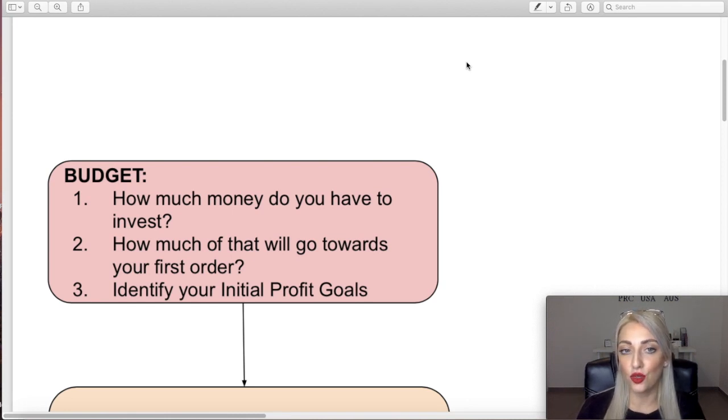Remember, when you are making your first order, you then need to also have enough money for your second order, because your second order is placed before your first order even makes all of its money back. So you need initially enough money for your first order and your second order. You also want to identify what your initial profit goal is. So what I mean by that is be really realistic with the money that you have. How much money can you actually make from that per unit?